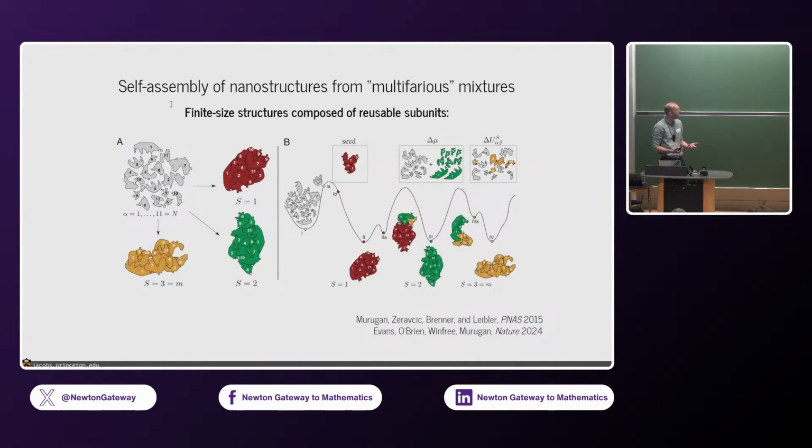It was also pointed out a couple of years back that in this paper by Arvind Murugan and Zorana, that you can get the same sort of emergence of many different structures from a single set of components if you think of the subunits as being puzzle pieces that can interlock in different ways. This was beautifully shown in a recent paper with DNA origami, that this can actually be done in practice.